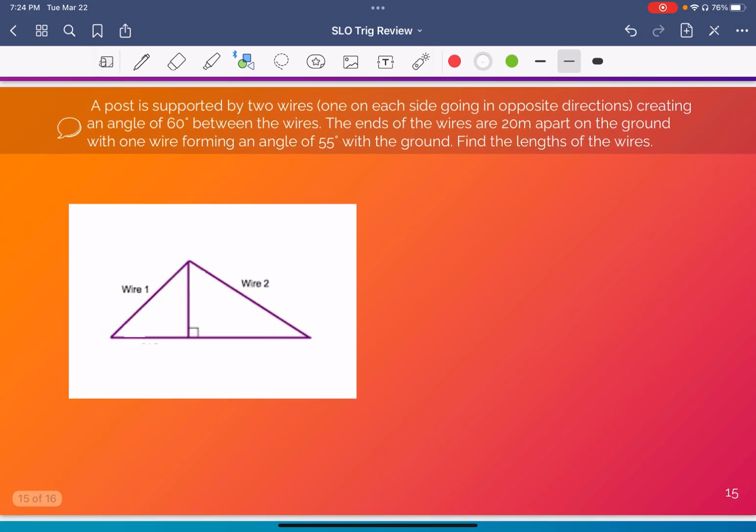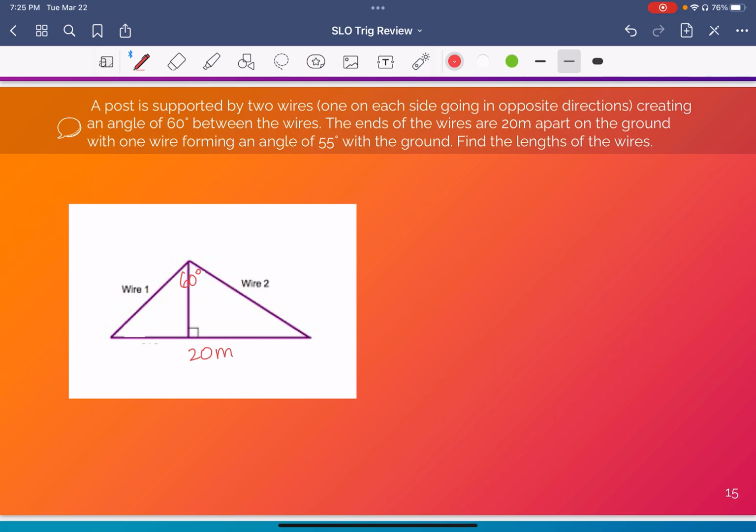A post is supported by 2 wires, one on each side going in opposite directions, creating an angle of 60 degrees between the wires. So between the wires, here's wire 1, here's wire 2. That angle between the wires is the one at the top. So this one will be 60 degrees. The ends of the wires are 20 meters apart. Here's the end, here's the other end. So right across from that, they're 20 meters apart.